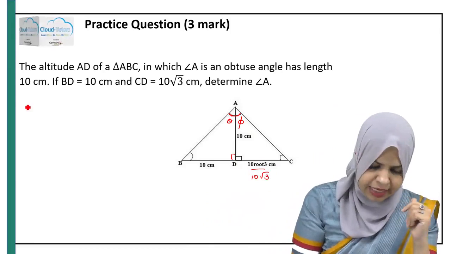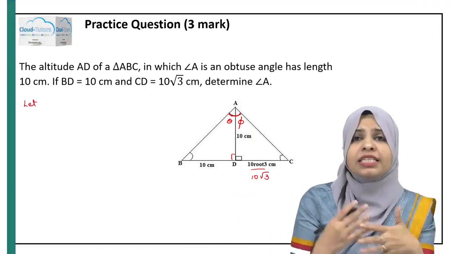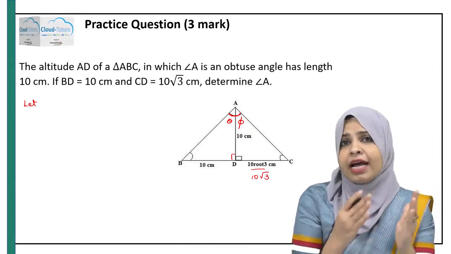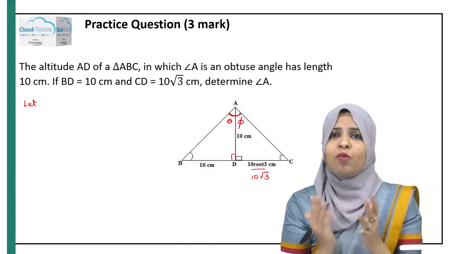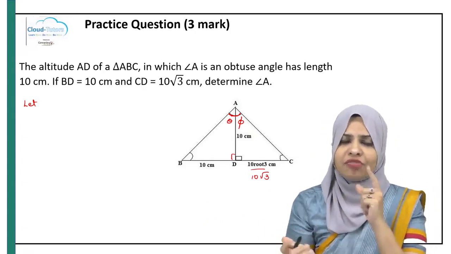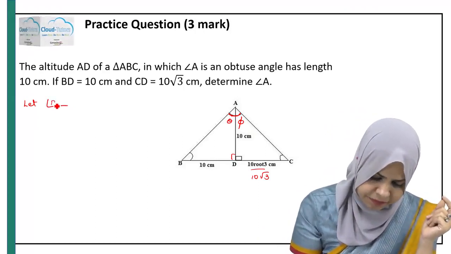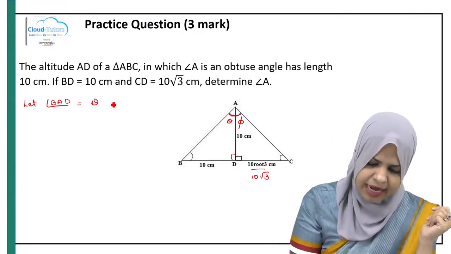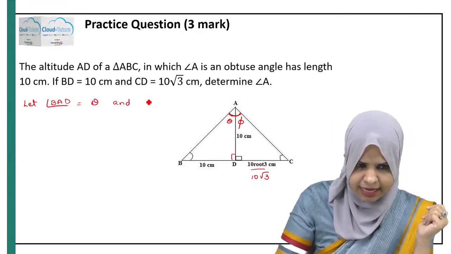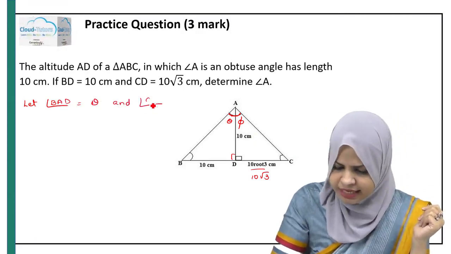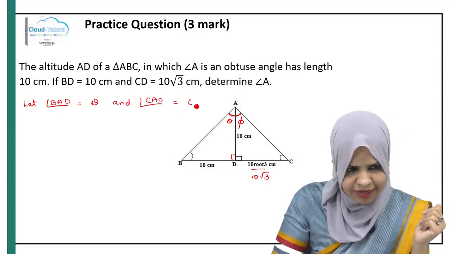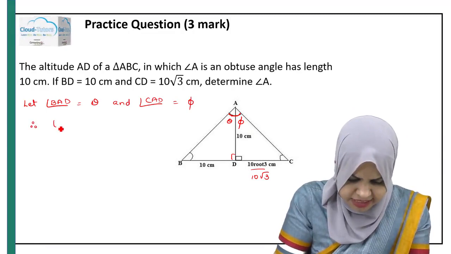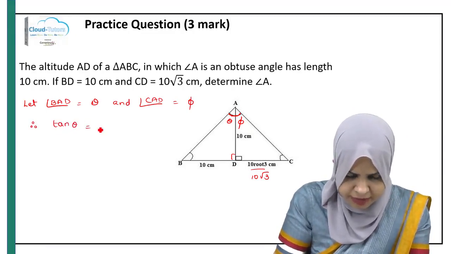Let's do it. Let us write what is the assumption that we have made. As I said, angle A has been split into two angles. One I said theta and one is phi. Let's define that. Let angle BAD is equal to theta and angle CAD is equal to phi. Okay.